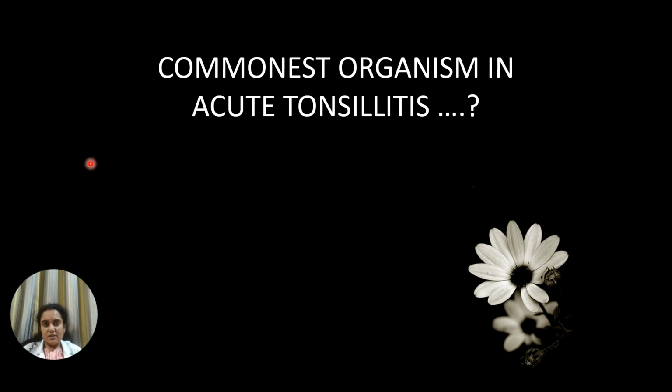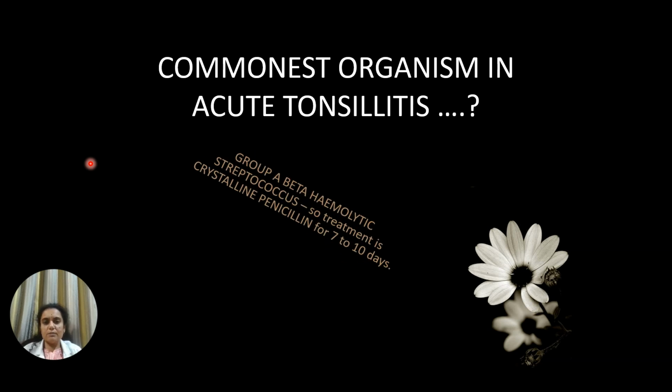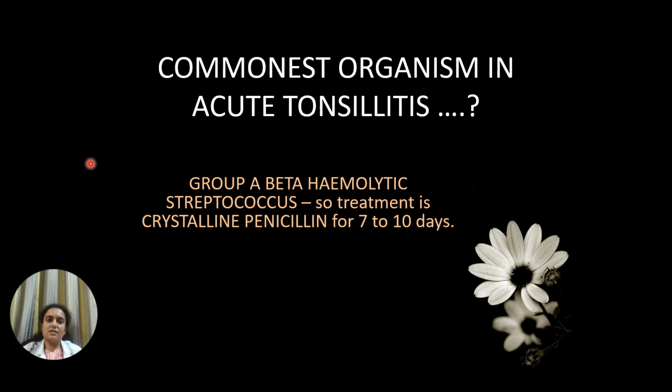Now, coming to the tonsillitis types, we have acute tonsillitis as well as chronic tonsillitis. So, let's discuss in detail about acute tonsillitis. The commonest organism that causes acute tonsillitis is group A beta hemolytic streptococcus.